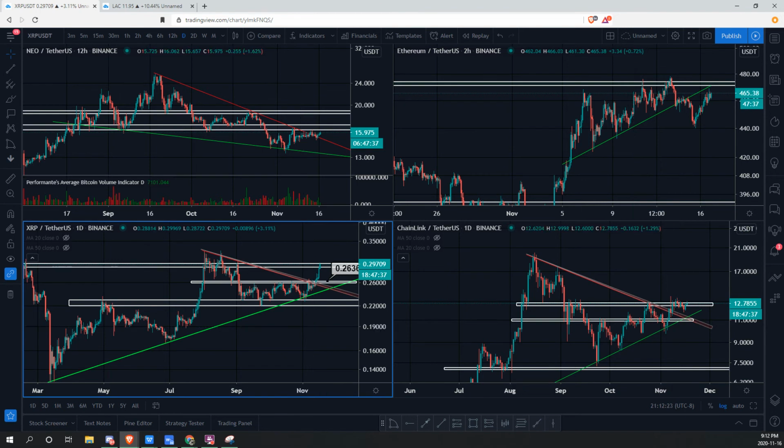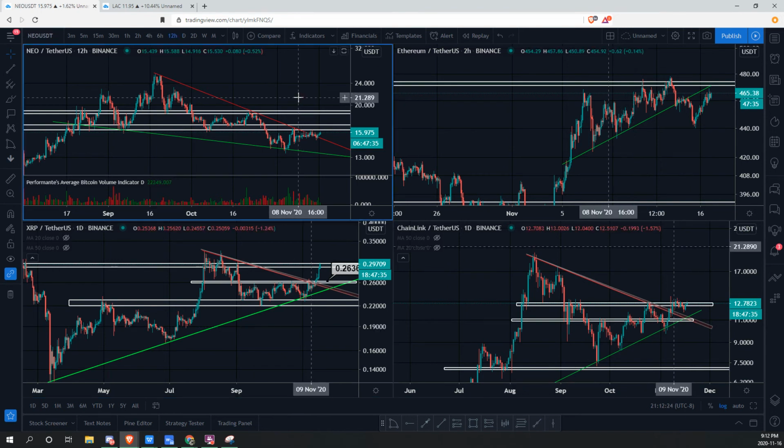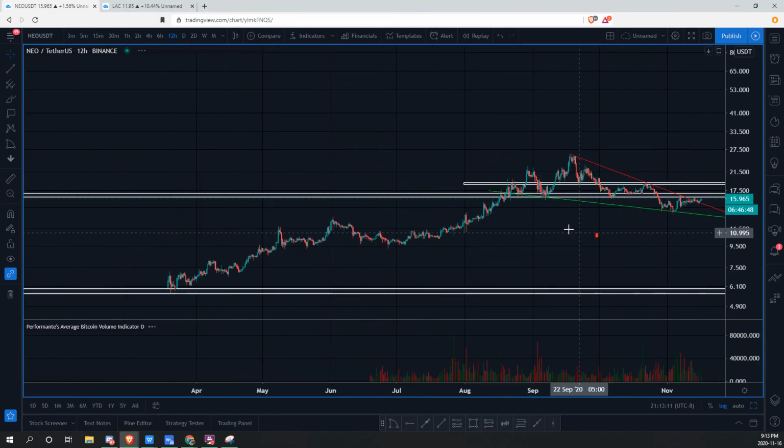And what we're going to be looking at now is potentially NEO. The next chart we're going to be looking at is NEO, and then we're going to move on to Ethereum. NEO does look like it's pretty good.